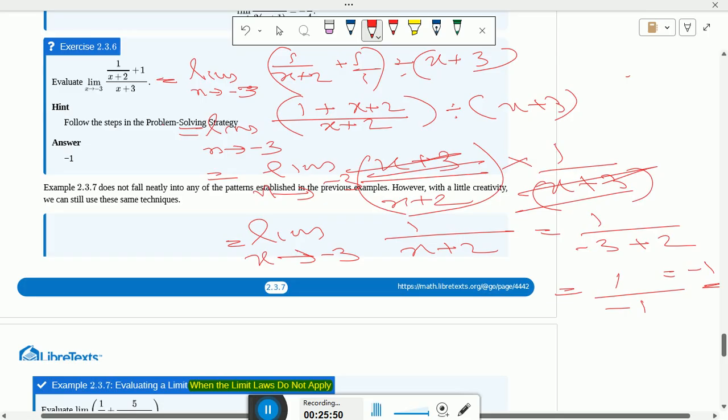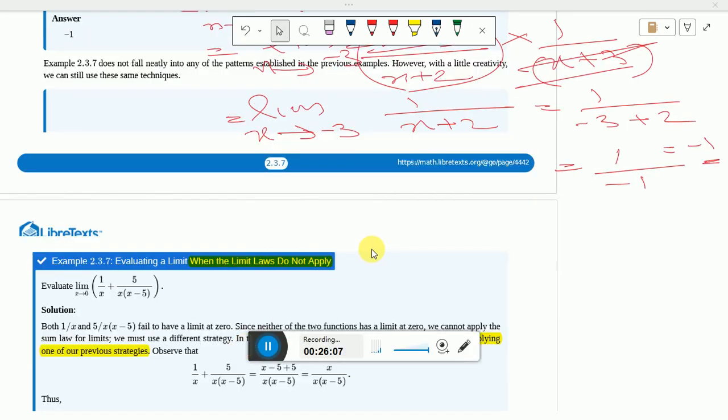The third technique: if you have a complex equation, complex fractions, you can simplify the complex fraction and then apply the limit theorem. That is the third technique.